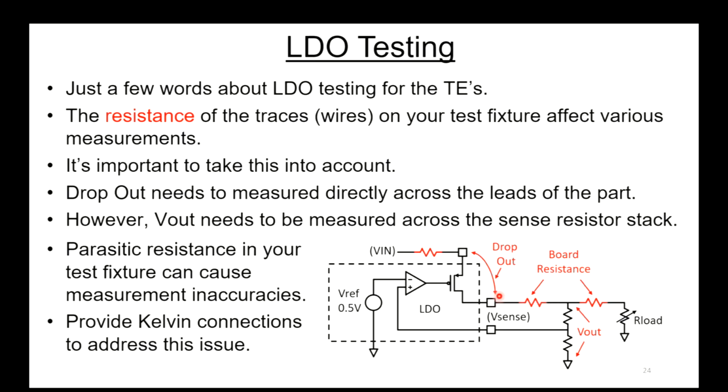inaccuracies in your measurement. All I can say is provide Kelvin connections on the VN, right on the output pin, and right on the top of the sense resistor. I would put a Kelvin connection right there also. So you can measure all these voltages very accurately, and you don't have to worry about taking into account drops, the voltage drops in your test fixture.